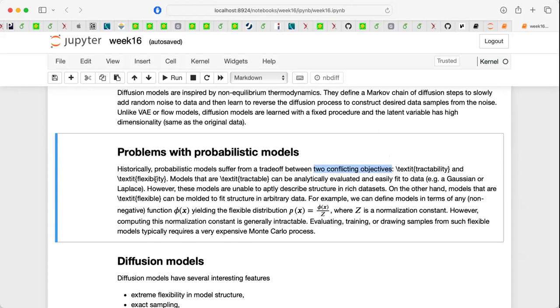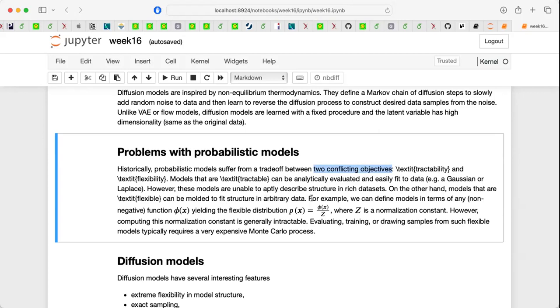And then we have flexibility. So models that are tractable can often be analytically evaluated and easily fit to data. So just think of a Gaussian or binomial distribution or Laplace distribution. However, these models are often unable to describe data which may have rich data sets and complicated relations, and also be multidimensional and complicated distributions.